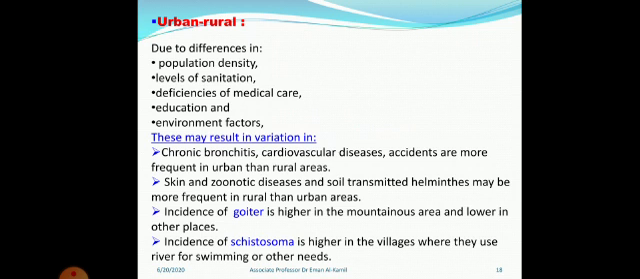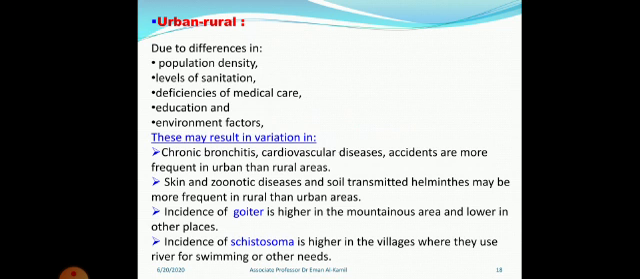All these factors may contribute to the differences in the occurrence of disease between urban and rural areas. So these may result in variation in, for example, chronic bronchitis, cardiovascular diseases, and accidents, which are more frequent in urban areas than in rural areas, while skin and zoonotic diseases and soil-transmitted ailments are more likely to occur in rural than urban areas. So there are different diseases in different places according to whether they are urban or rural.